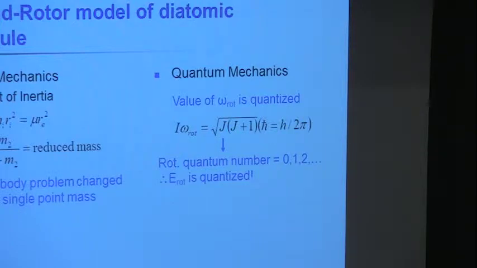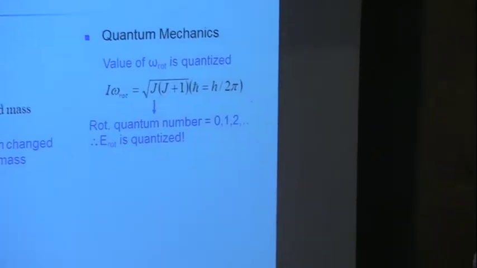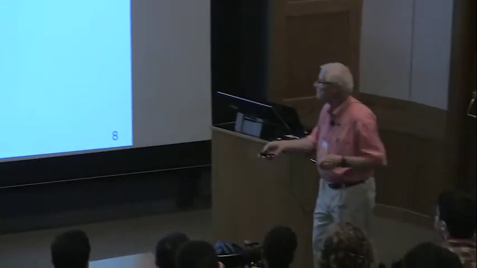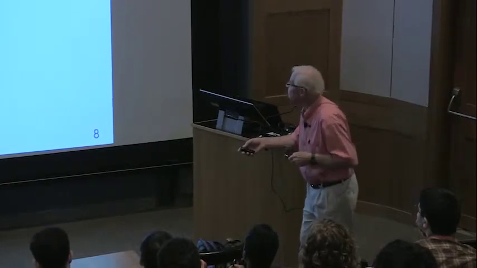And h is Planck's constant. We often write h bar as h over 2 pi. So Planck's constant times the square root of J(J plus 1), those are the only allowed energy states of this microscopic system. So the only difference between our mechanical engineering system and this one is that we can only have discrete values of energy. You can't have a continuous distribution. We accept it.